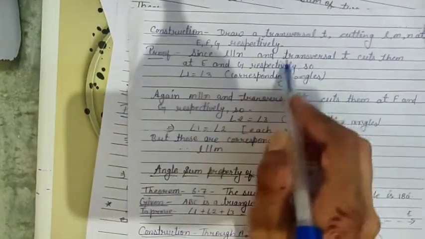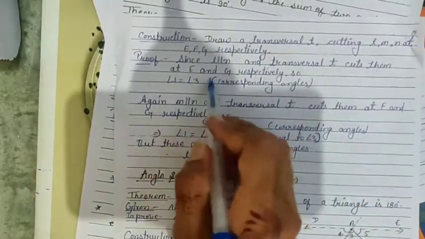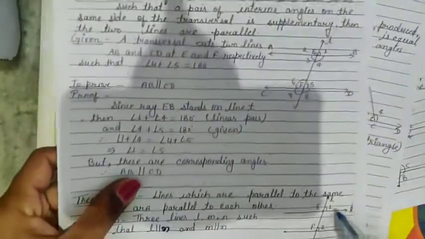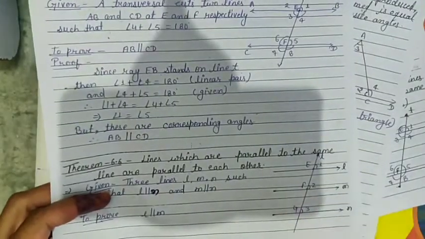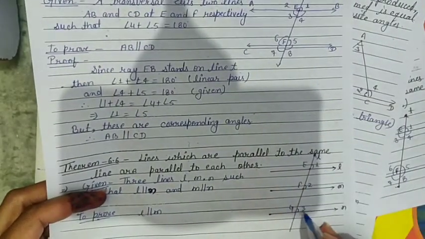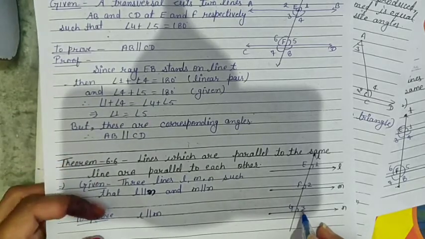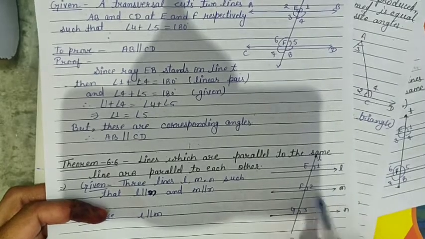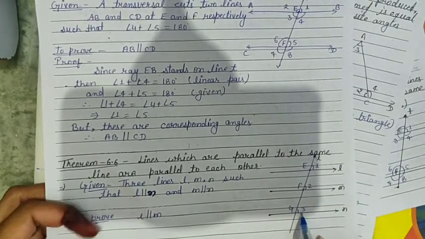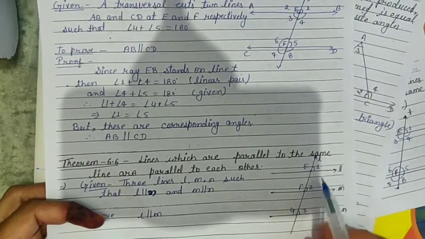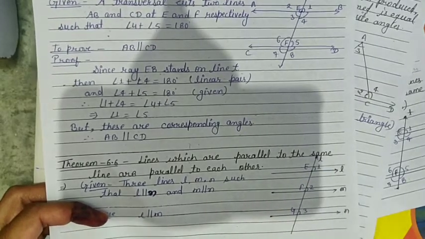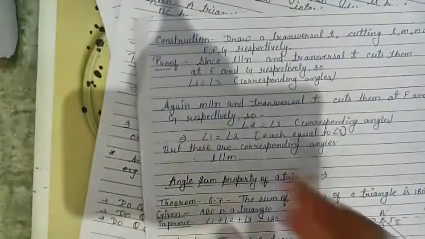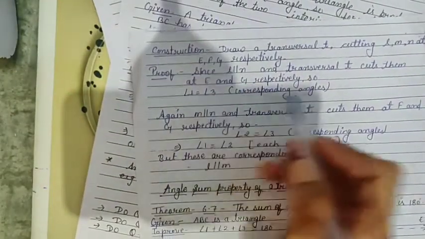Since L parallel to N and transversal T cuts them at E and G respectively. So if L parallel to N, it means corresponding angles क्या होंगे? Equal. It means angle 1 equals angle 3. And M parallel to N, it means angle 2 equals angle 3. Angle 1 equals angle 3, corresponding angles.